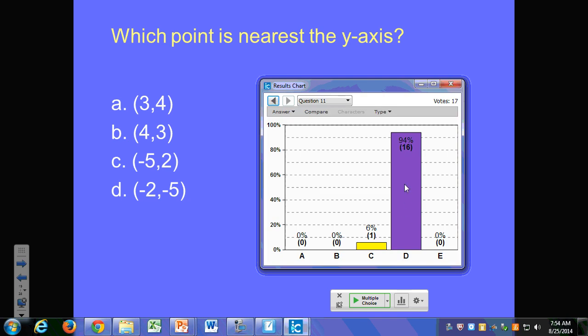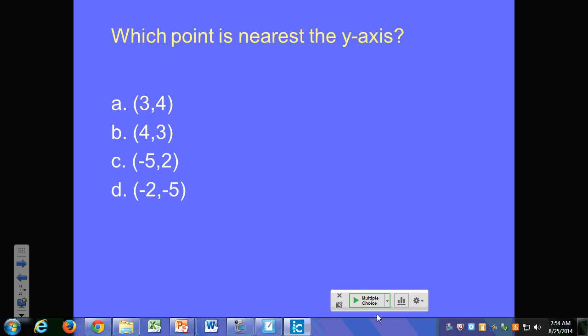Okay, very good. X has to be small to get up close to the y-axis, right? On the y-axis is x equals 0, so whatever has the smallest x value. Good job. We should do tests like this, right? Where you talk to one another.